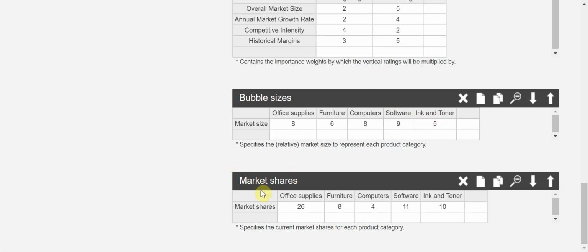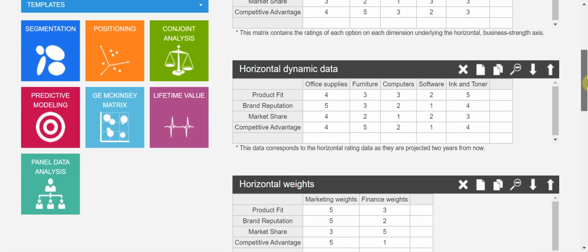The market share table is about the market shares of the units in their industry. Office supplies unit has 26% of market share. Furniture, 8%. Computer, 4%. Software, 11%. And ink and toner, 10%. So this is the data set.